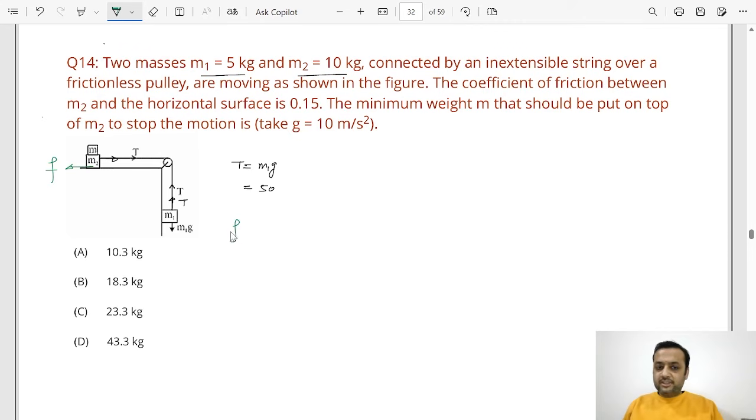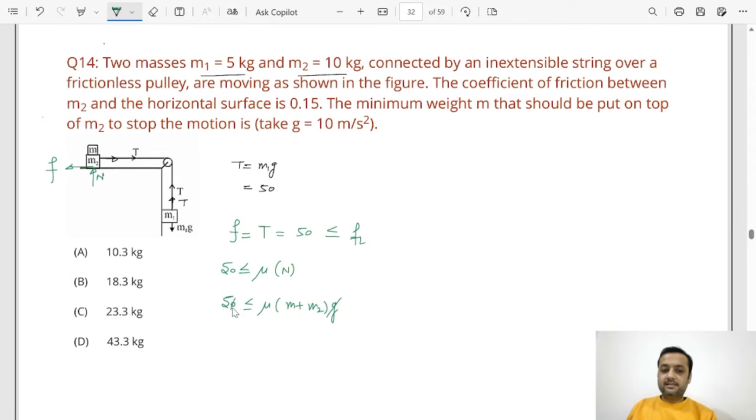So how much friction do you need to balance this tension? Friction should be at least equal to tension. That means we need a friction of at least 50 newtons. We know that this friction will always be less than or equal to limiting friction, which means the maximum value of static friction. That means 50 should always be less than or equal to mu times the total normal reaction, and that we know is m plus m2 into g.